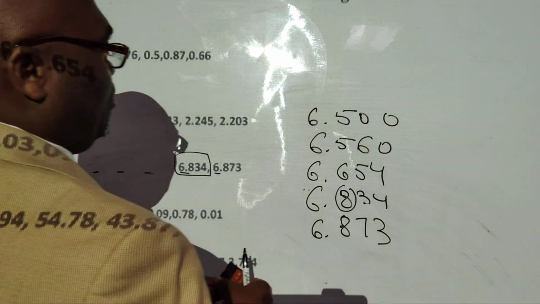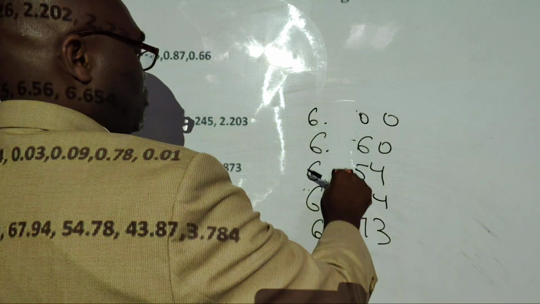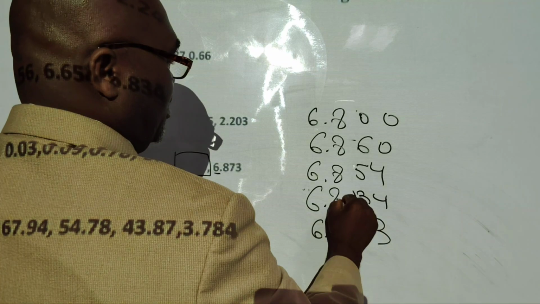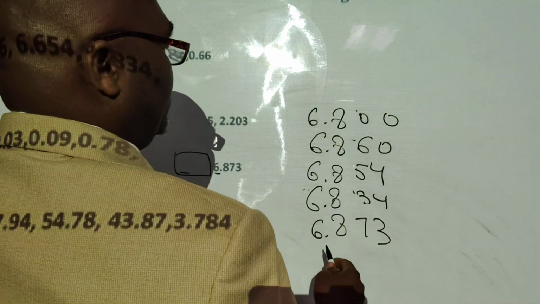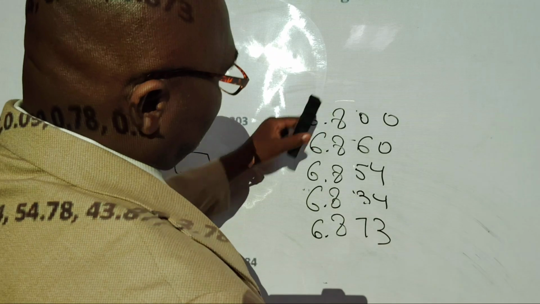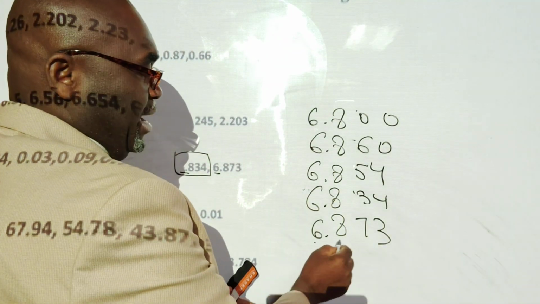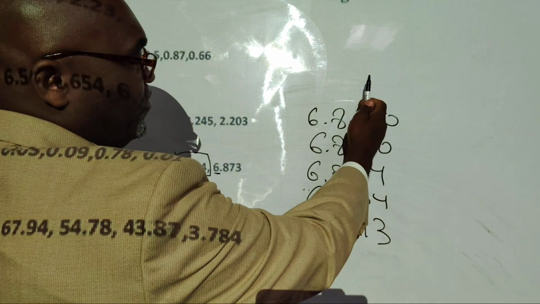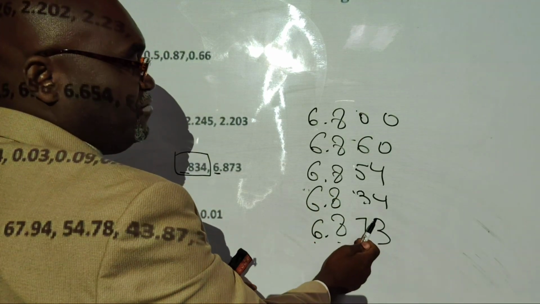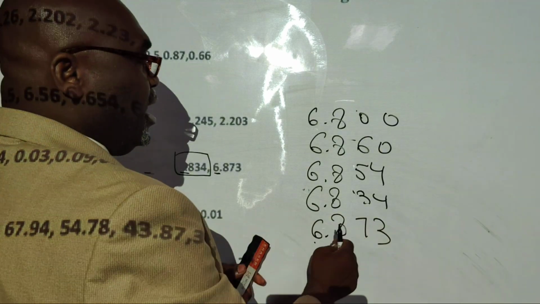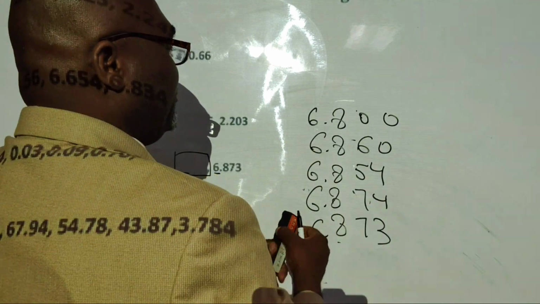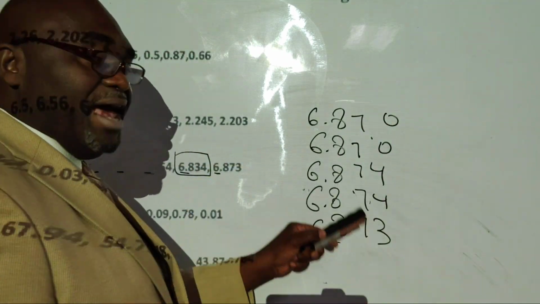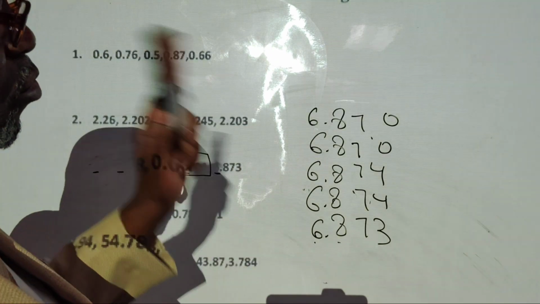But assume now all of them have 8. 8, 8, 8, 8. Since I cannot make up my mind on the whole number, and I cannot make up my mind on the tenths place, then I'm going to go to the hundredths place. Then you're going to find which one is bigger. 7 is the biggest, so I'm going to go with this. Now assume that all of them were 7. So now you will move on to your next one.